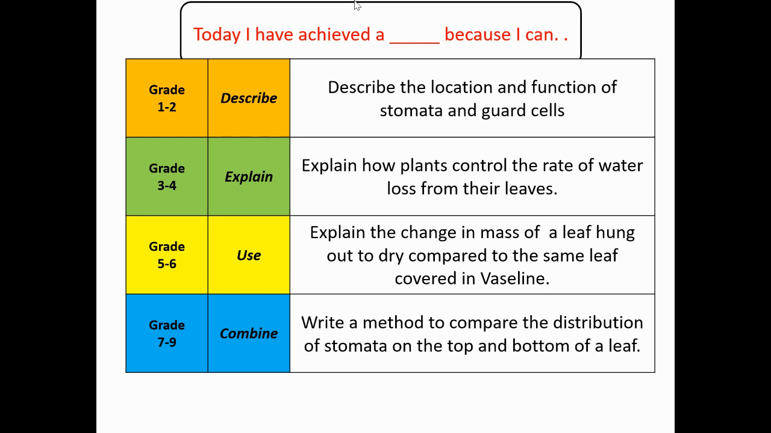Because I can. Describe the locations and functions of stomata and guard cells. Explain how plants control the rate of water loss from their leaves. Explain the change in mass of a leaf hung out to dry compared to the same leaf covered in Vaseline. Or, because I can, write a method to compare the distribution of stomata on the top and the bottom of the leaf. Pause the video, write that down. When we come back, we'll move on to the next slide.